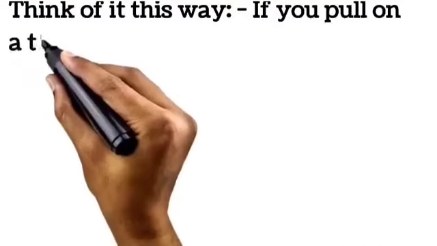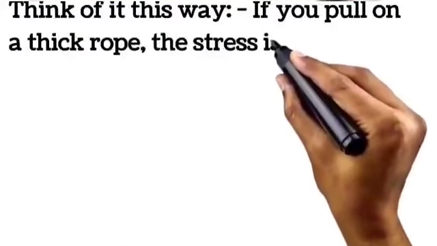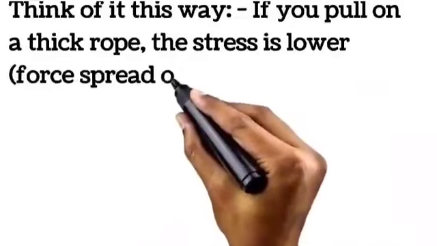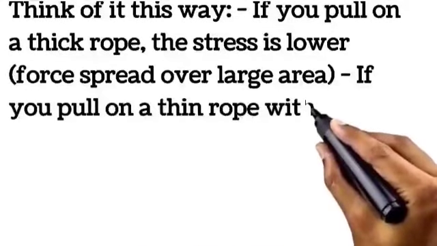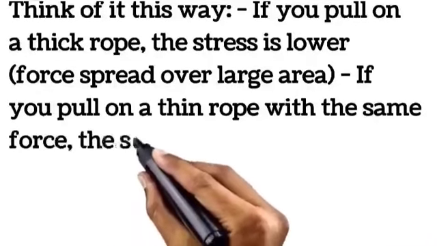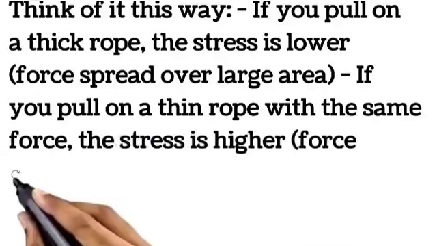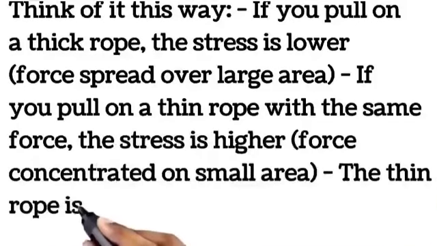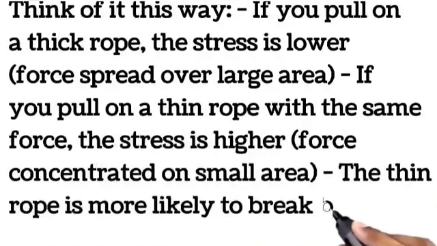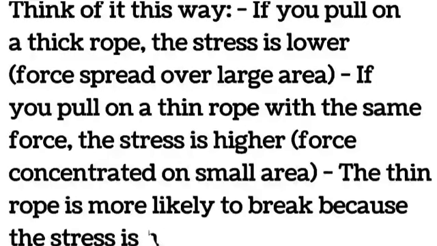Let's think of it this way. If you pull on a thick rope, the stress is lower. That is because the force is spread over a large area. But if you pull on a thin rope with the same force, the stress is higher. This is because the force is concentrated on a small area. The thin rope is more likely to break because the stress is higher.